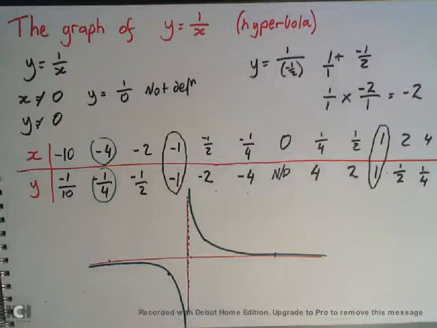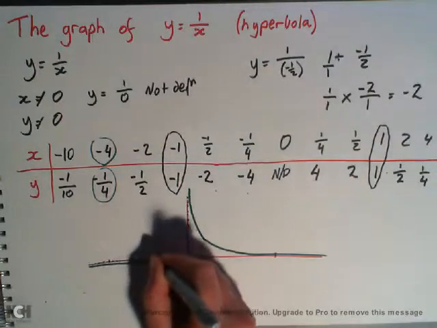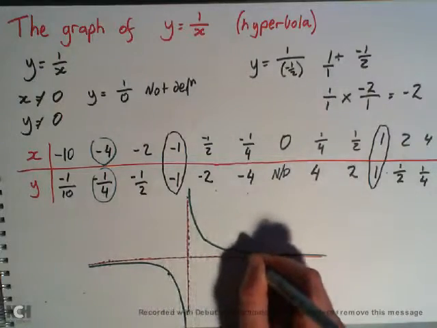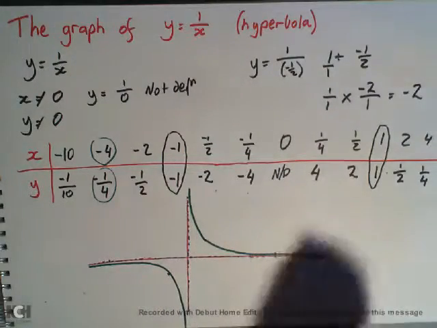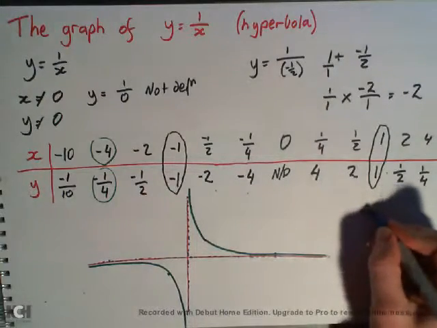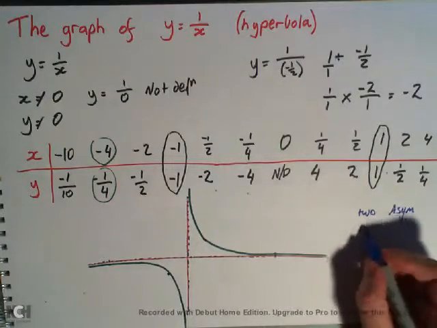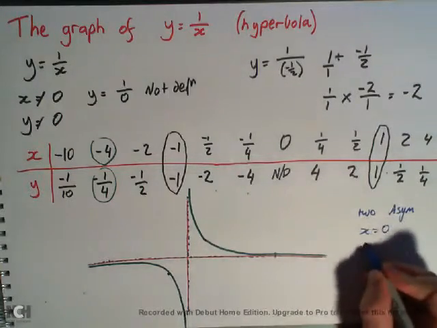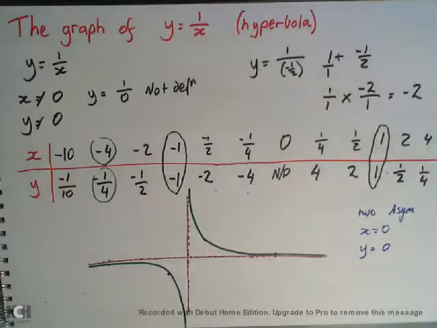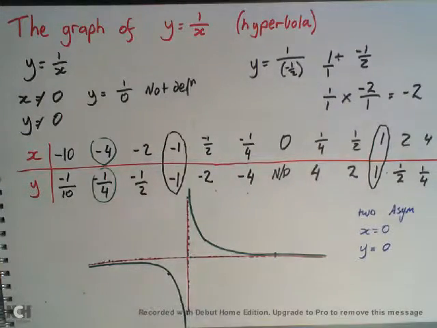So we actually end up having 2 asymptotes. I can draw in one here, indicating that we have y equals 0 as one asymptote. So I've got 2 asymptotes, one at x equals 0, one at y equals 0. The closer we get to 0, the steeper it goes. So that's the graph of 1 on x.